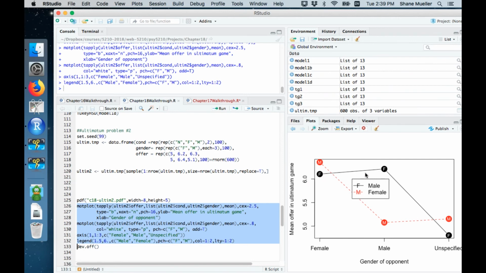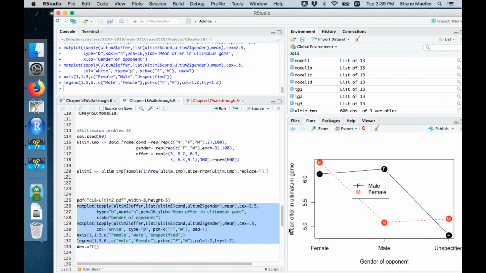Women give about the same amount of money to any human opponent, and they give less money to an unspecified opponent. If you don't know what they are, maybe you think they're a robot and you won't give as much. Men will give more money to a woman and less money to a man, and about the same money to a man as they give to an unspecified. So you can see that there's a gender interaction here.